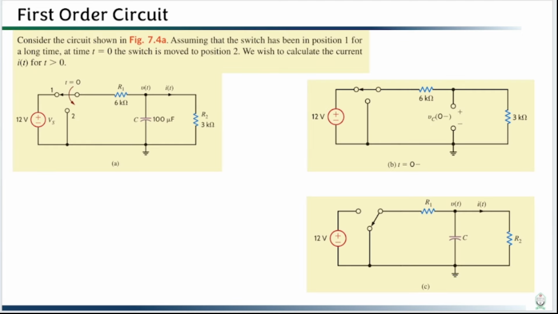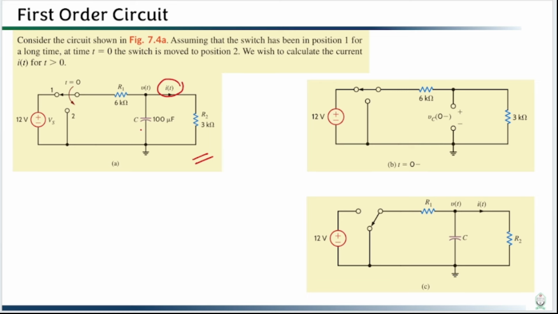Now, with the knowledge we have gathered for solving first order circuits, let us solve a few examples. Here we have one example given to us. Let us first go through the statement of the problem, what they have asked us to solve. It says to look at the circuit given in this figure, assuming that the switch has been in position 1 for a long time, at t equals 0 the switch moves to position 2, and we wish to calculate i(t) for t greater than 0.